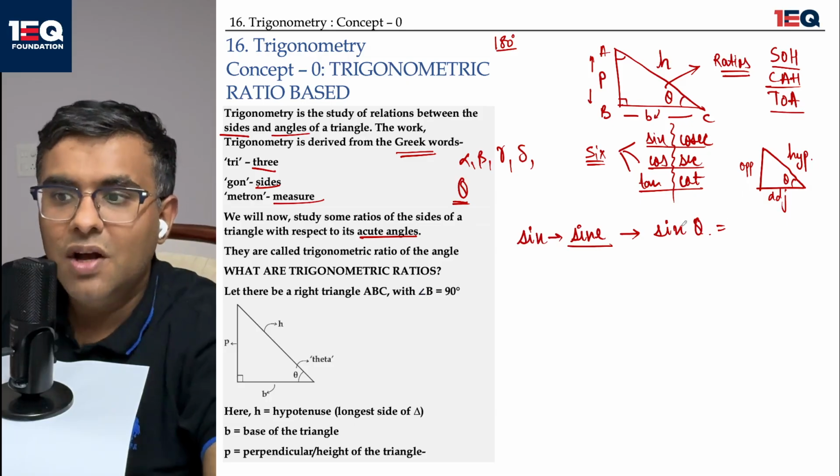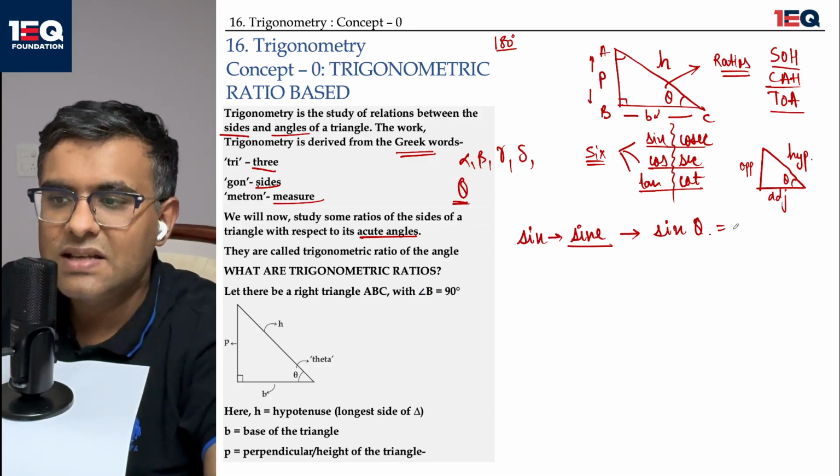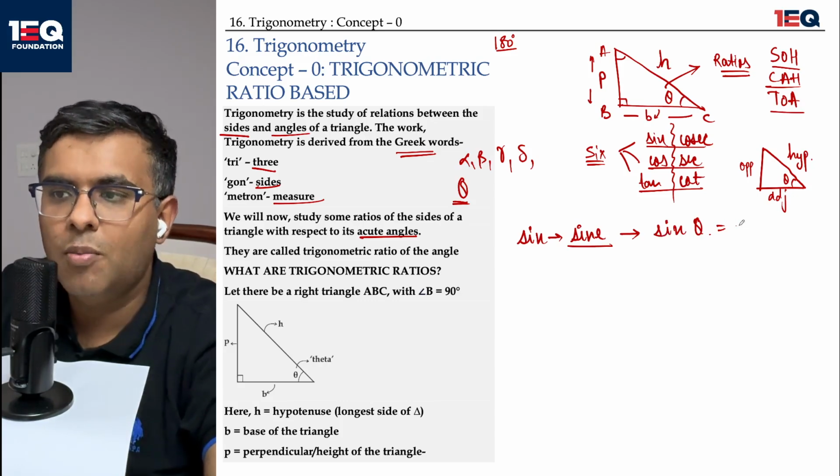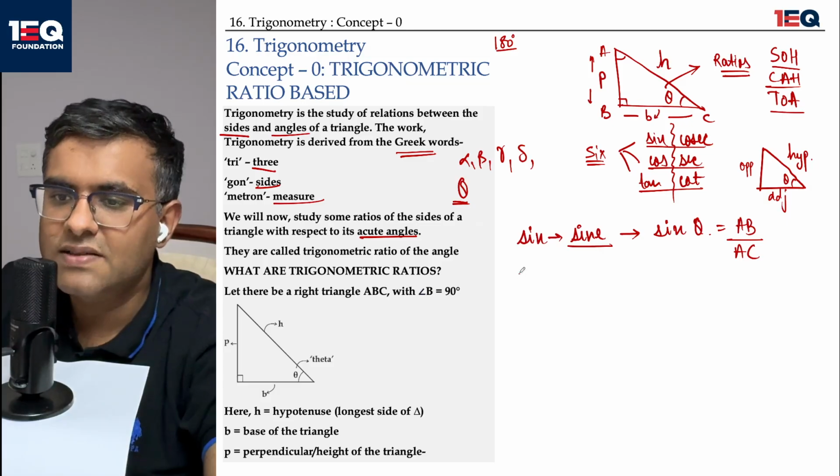For this particular triangle, I'll be using sine theta. Sine theta here means opposite upon hypotenuse. The opposite side is AB and the hypotenuse is AC. So sine theta is equal to AB upon AC.